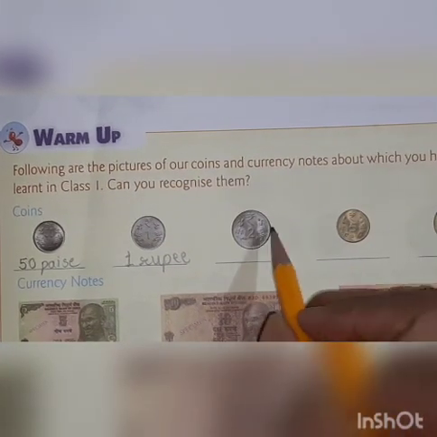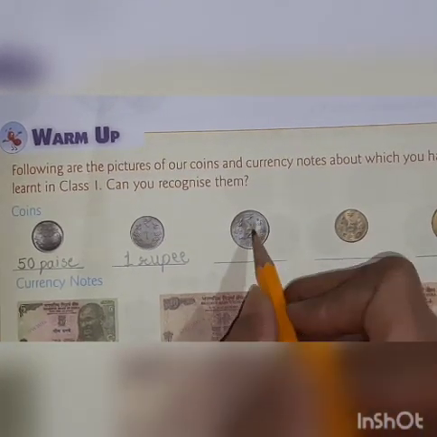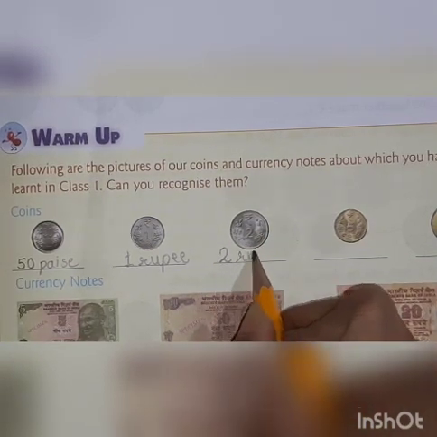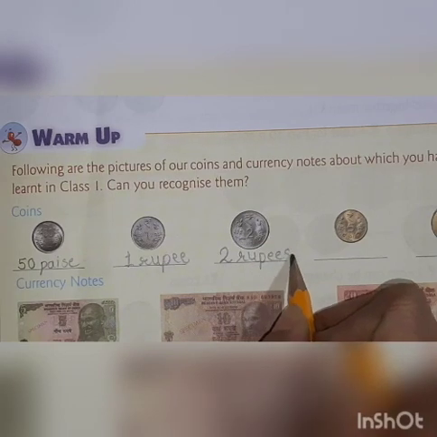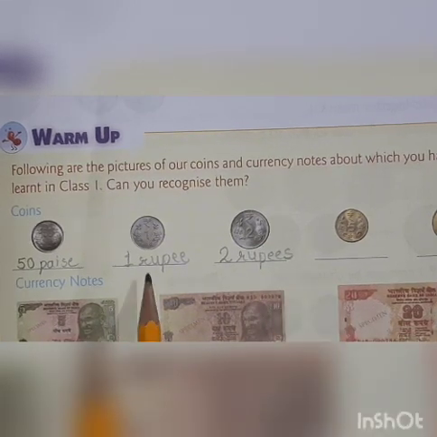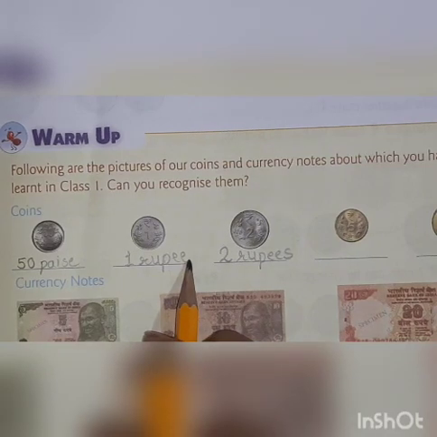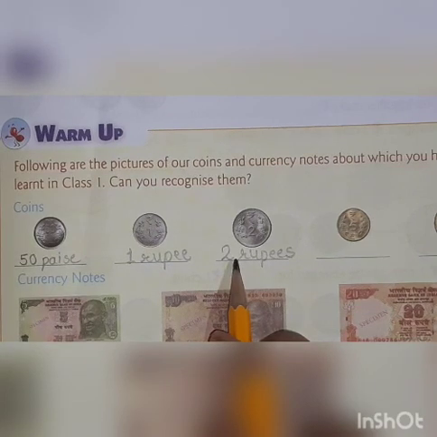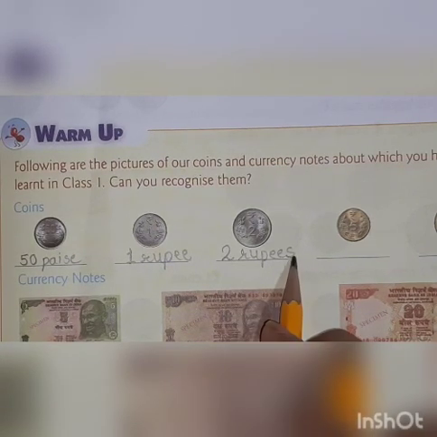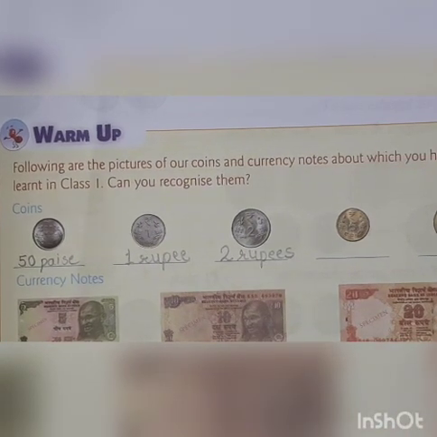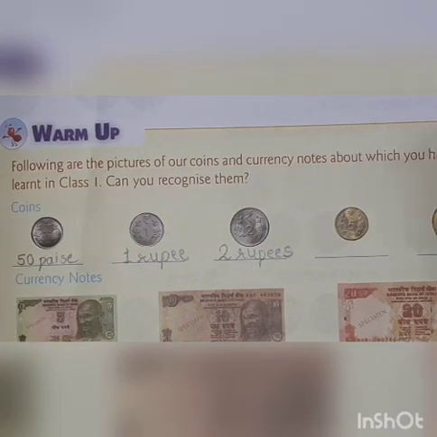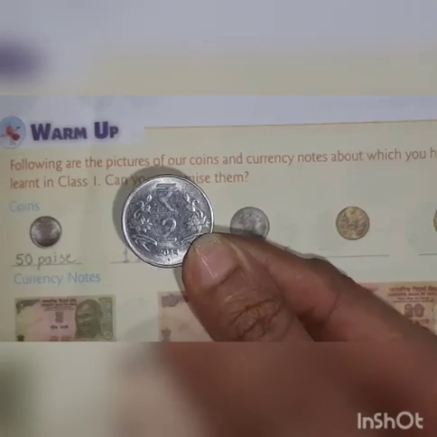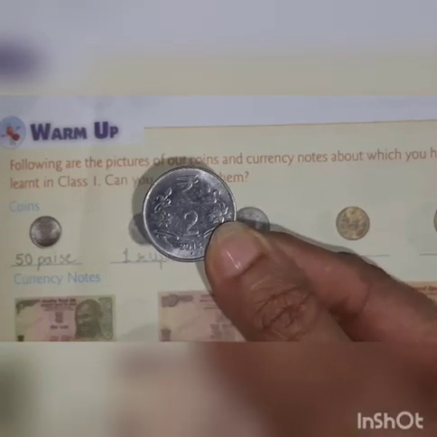Next one, rupees 2. So you write 2 RUPEES. Here you have to add S. 1 rupee is singular, so we are not writing S there. And these are plural, meaning more than 1. So here we are writing S, 2 rupees. And how the 2 rupees coin looks, I have shown you yesterday. Today also I will show you. Here, see, the rupee sign is on the upper side and 2 is written over there.